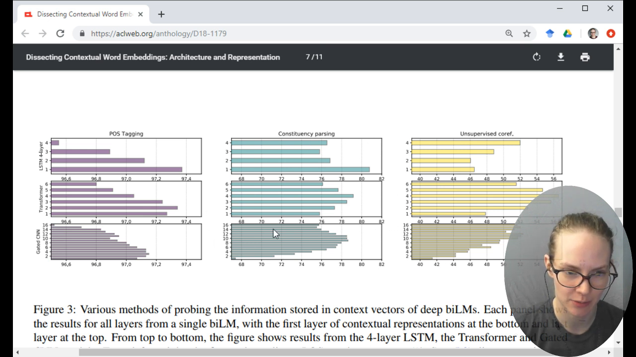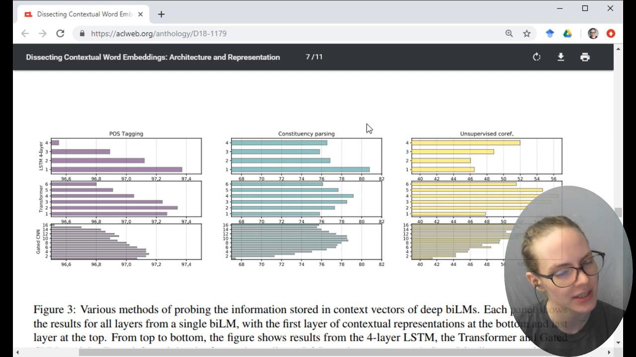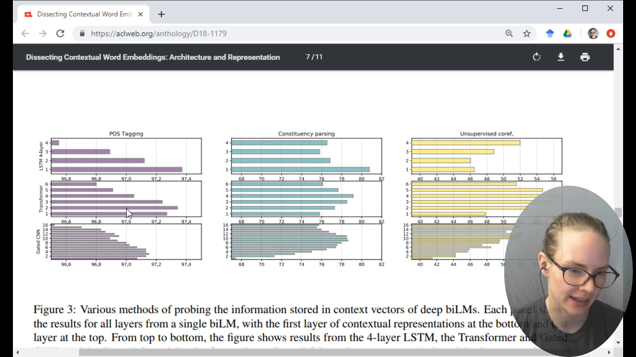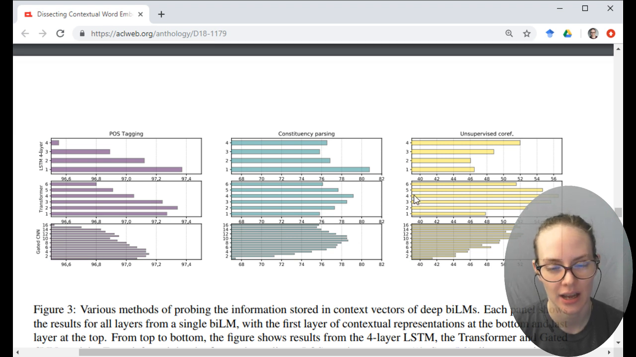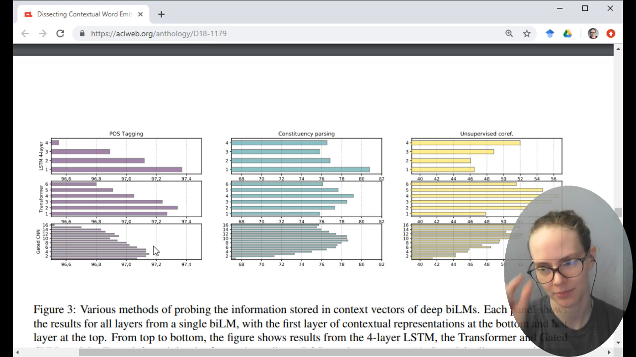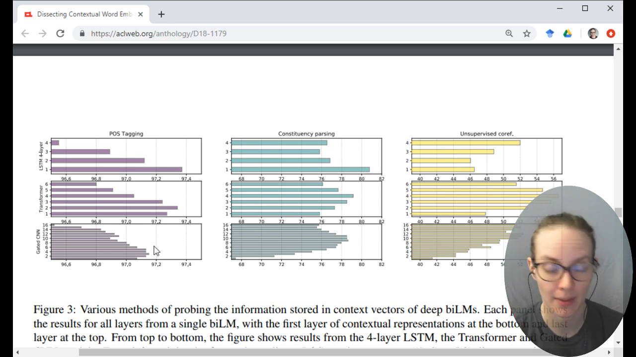Constituency parsing is best in the middle layers of the model, again with the exception of the LSTM, which only has 4 layers. And then part of speech tagging is better lower down in the model, and part of speech tagging happens at the word level. So I would say that that's very, very low level grammatical information.